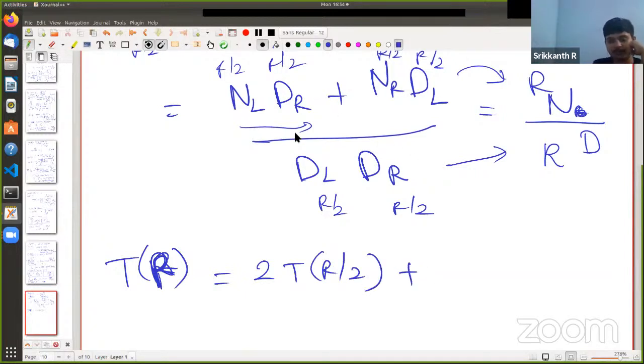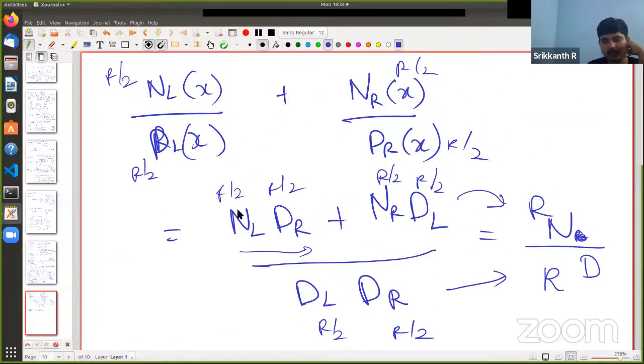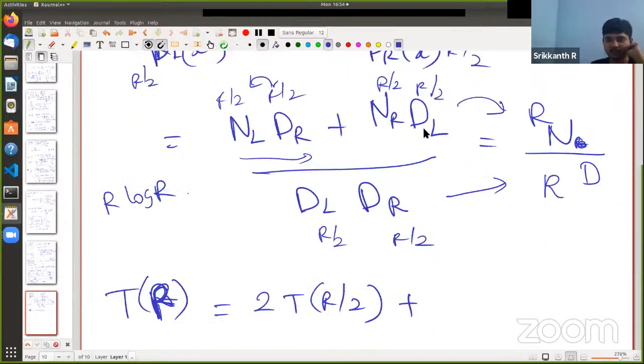plus the cost of multiplying. So once we have N_L, D_L and N_R, D_R, we can evaluate N_R into D_R. This is a polynomial multiplication of two polynomials with degree r. That can be done using FFT in r log r. So all these multiplications can be done in r log r, and we're going to store this fraction in the computer as a numerator polynomial and a denominator polynomial.